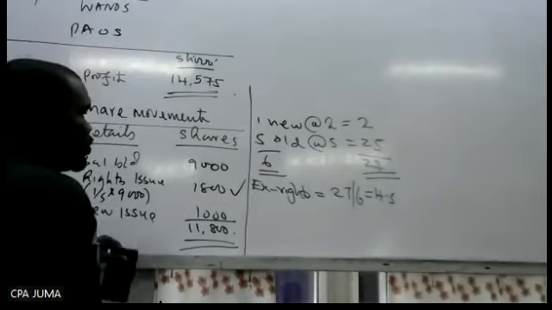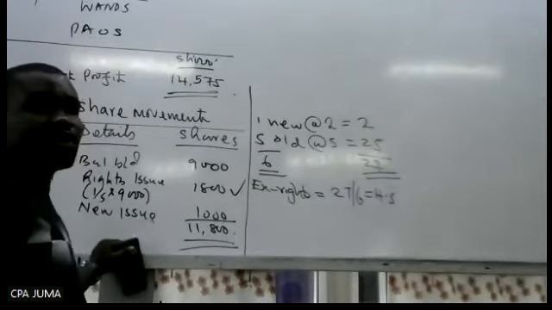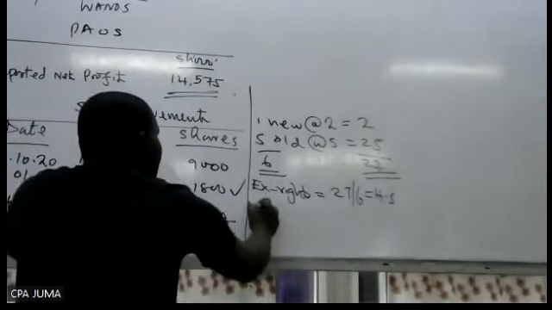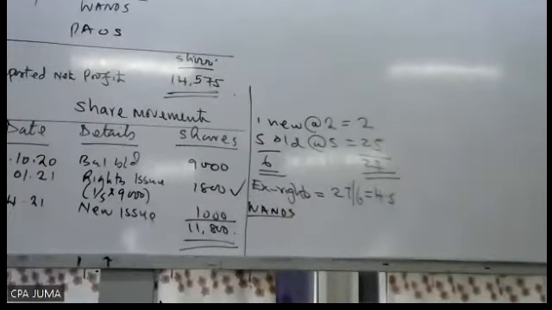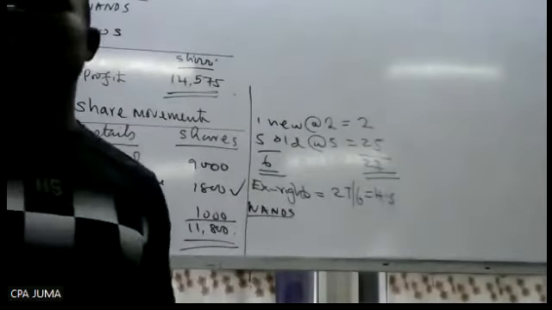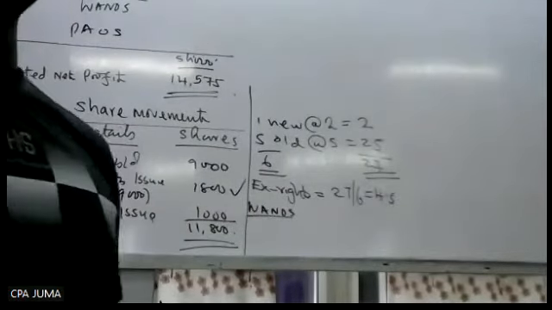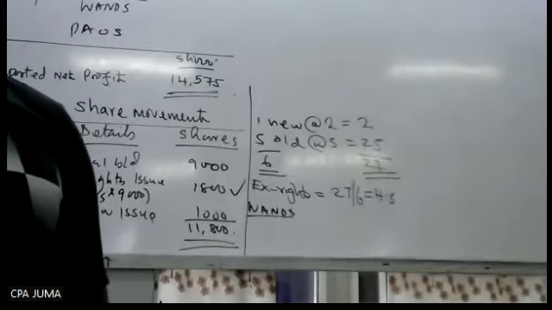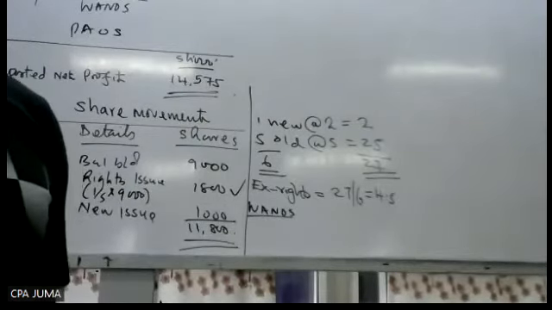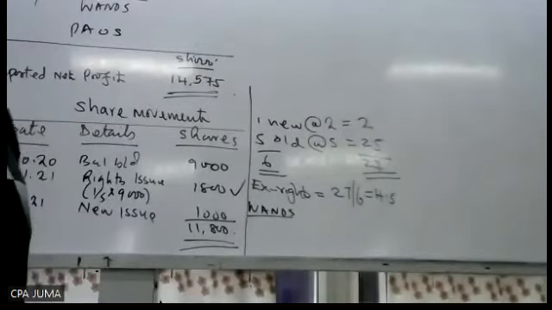So let's go to the weighted average number of shares computation. Do it for me. Now that we have the ex-rights price, can you try to do the weighted average? Please try. There is no harm in trying.